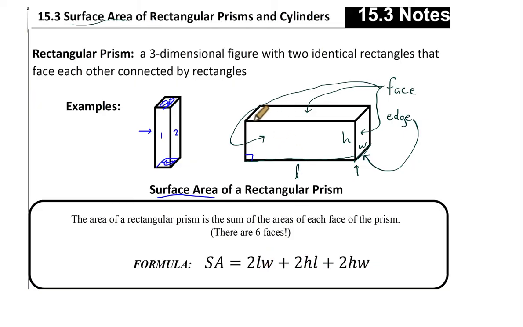Now, the length, this distance from here to here is the length, and we said that this distance was the width. So when I do length times width, it will calculate the area of this rectangle, the top part of this prism.